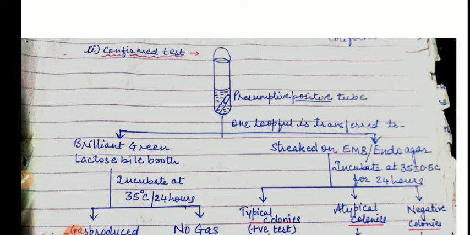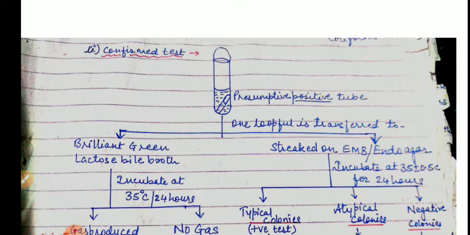Now, a loopful of culture from the positive presumptive tube is inoculated into brilliant green lactose bile broth, incubated at 35 to 37 degrees Celsius for 24 hours, and checked for gas production. If gas production is observed in brilliant green lactose bile broth, coliforms are present. And if gas production does not occur, coliforms are absent.